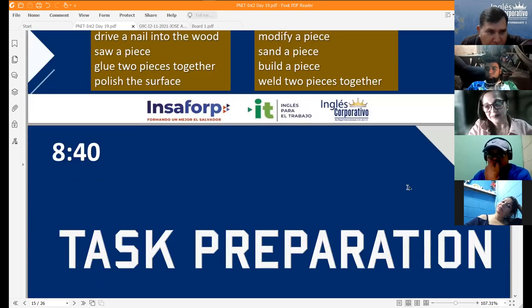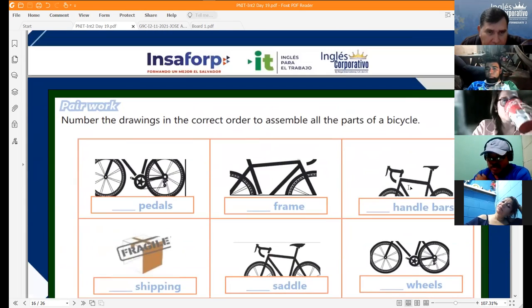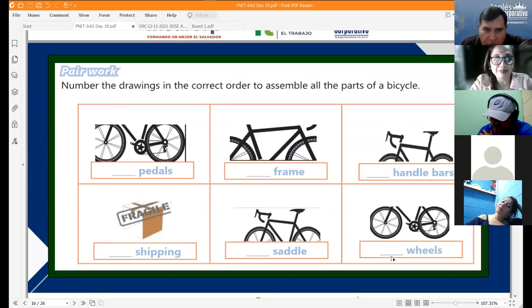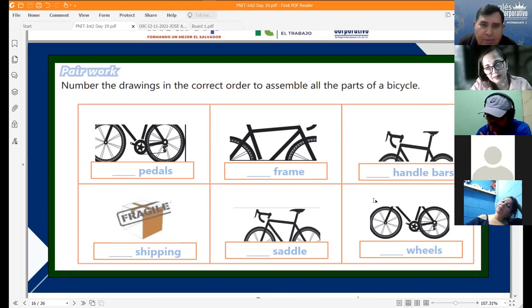All right, my friends, let's move on. We go to process description. So let's get to this type of thing, okay? What's first? What's next? What's number one? What's number two? What's number three? What's a sequence? Number the drawings in the correct order to assemble all the parts of a bicycle.